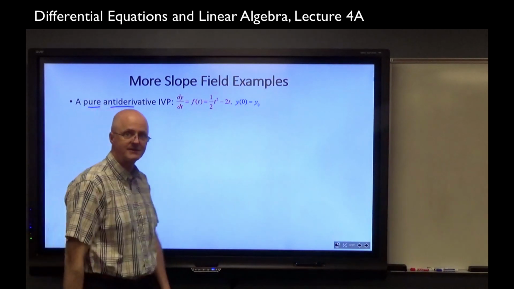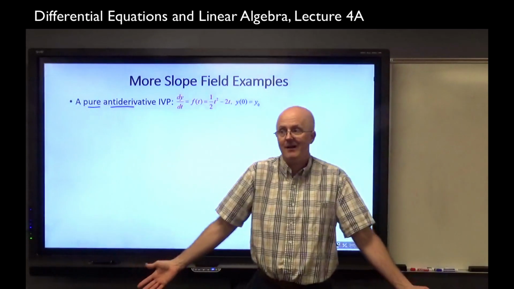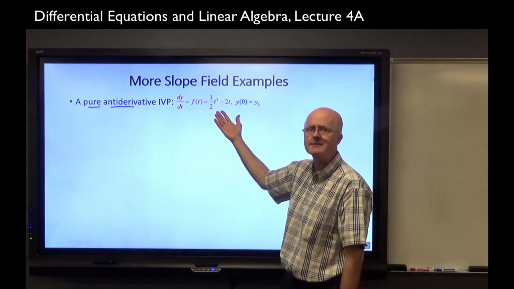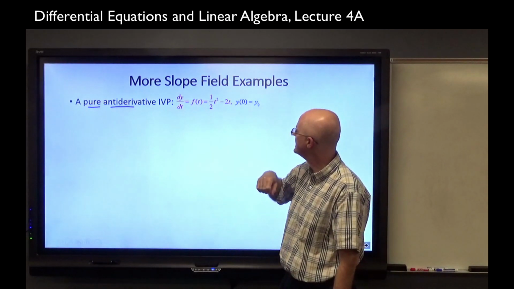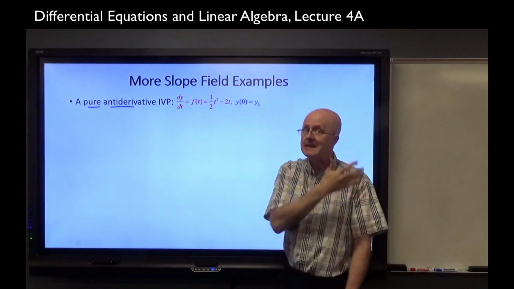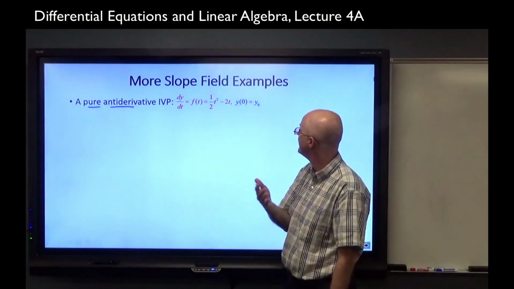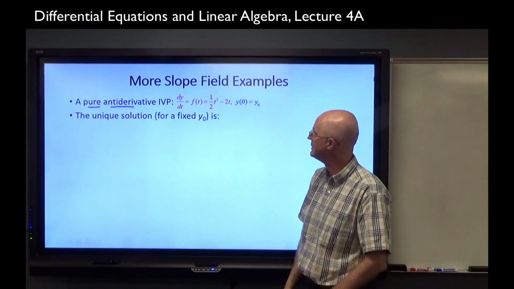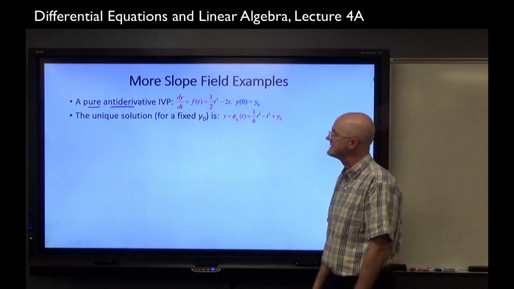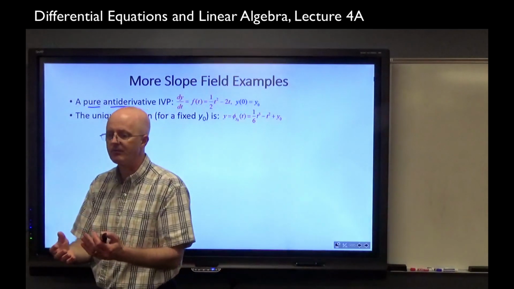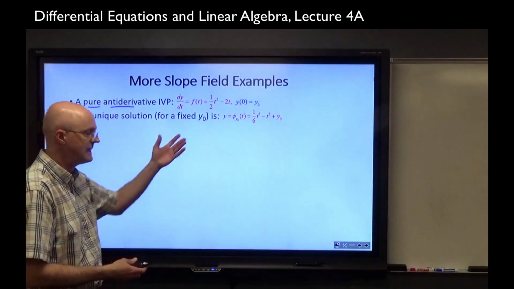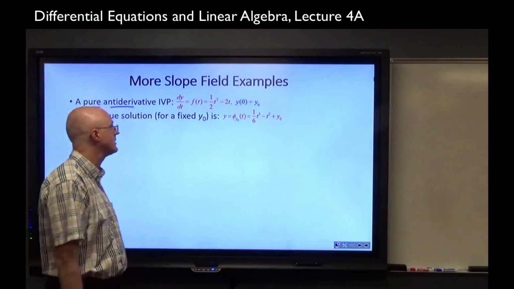We can separate variables to solve this, but we don't really need to. This is saying find a function whose derivative is always equal to this. Just integrate this thing on the right. What would you get? You get 1/6 t cubed minus t squared plus c, where c is arbitrary. And c, in fact, would equal y0. The unique solution for a fixed y0 is this function right here. This is a pure antiderivative problem. Pure antiderivative problems are the simplest kinds of differential equations. You can solve them just by integrating, at least if the integral is easy to do or not too hard to do.